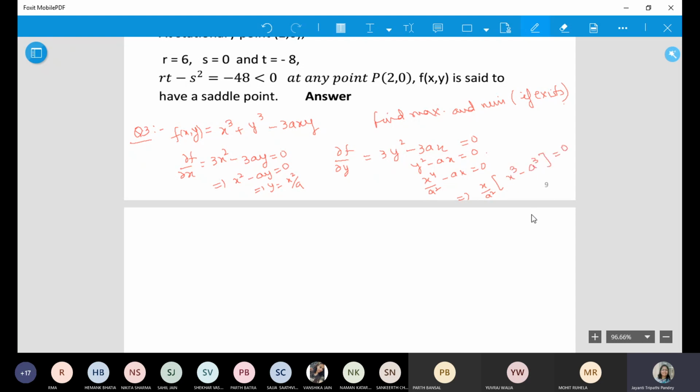Please check this, is it right? Yes, ma'am, this is what I got. x cube is equal to a cube. We got two answers: one is x equals 0 and the other one is x equals a. So when x is equal to 0, y is 0, and when x is equal to a, y is a. So we are getting 2 points: one is (0, 0) and the second point is (a, a). Are these points understood?